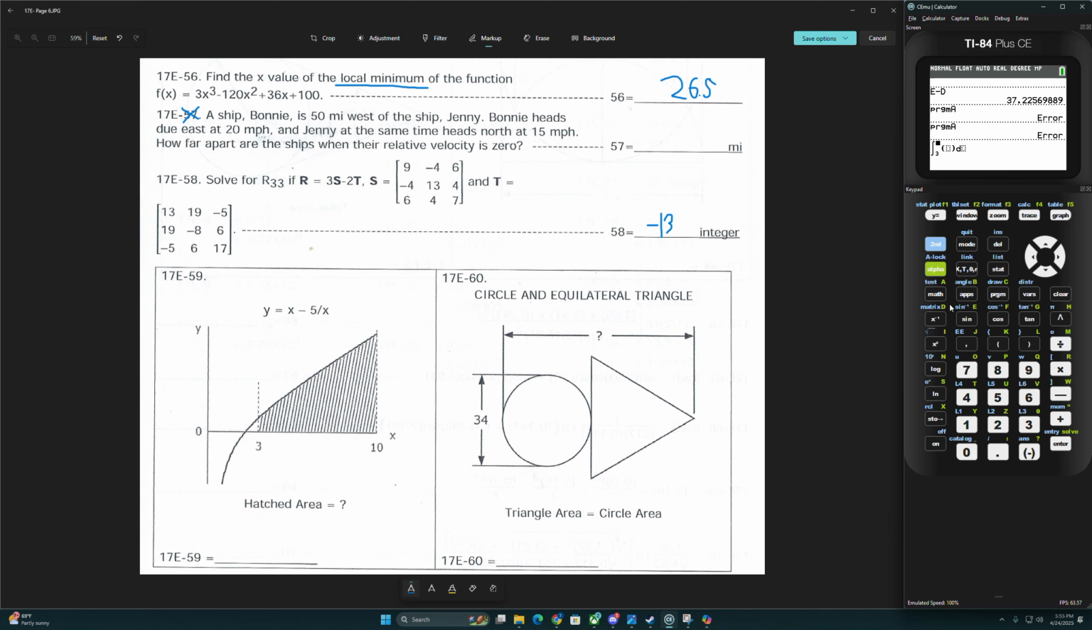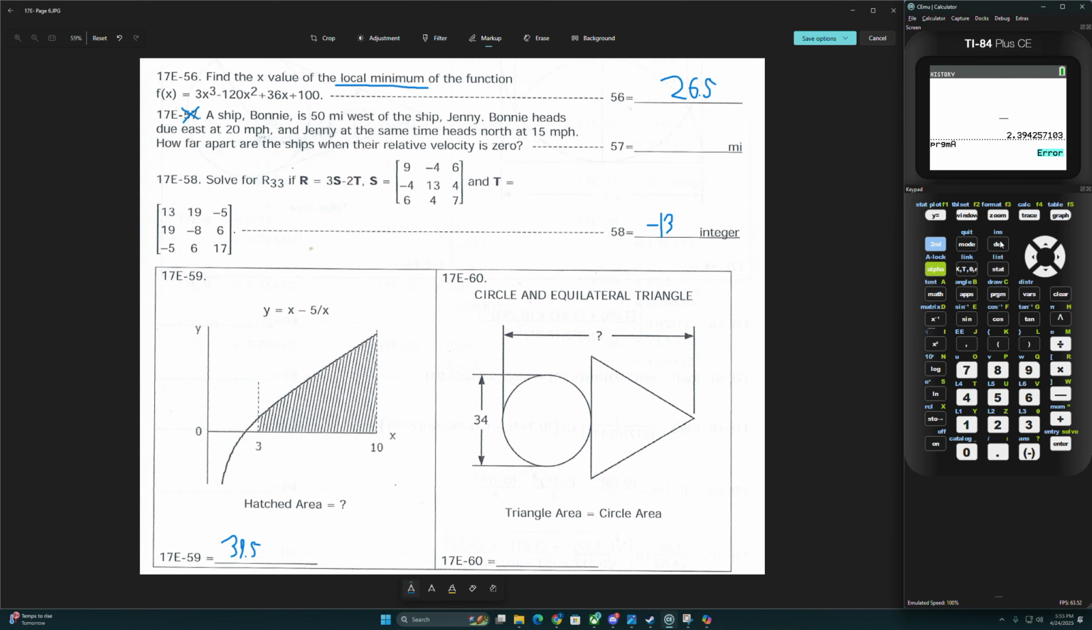Okay, from 3 to 10, it's x minus 5 divided by x, dx. And 39.5. Check. There we go.